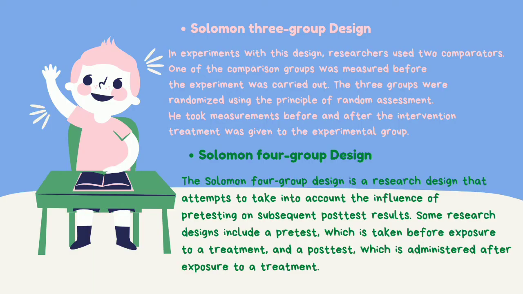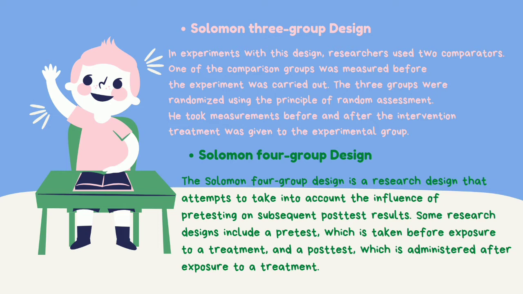And then what is the Solomon 3 group design? In experiments with this design, researchers use two comparison groups. One of the comparison groups was measured before the experiment was carried out. And then the three groups were randomized using the principle of random assignment. Measurements were taken before and after the intervention treatment was given to the experimental group.